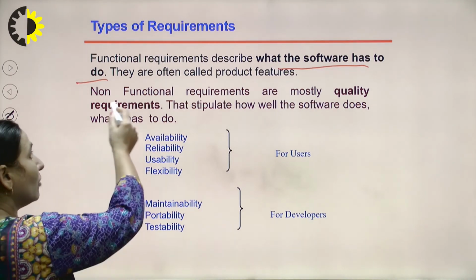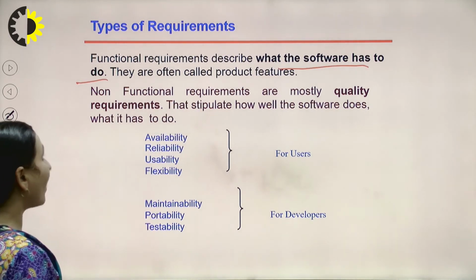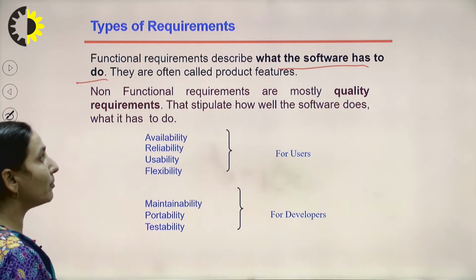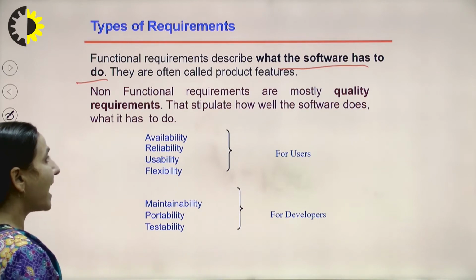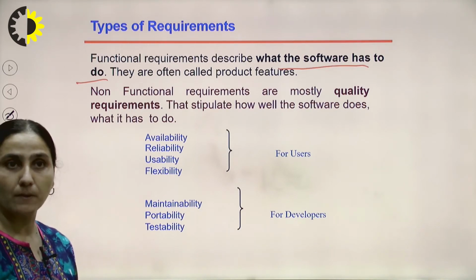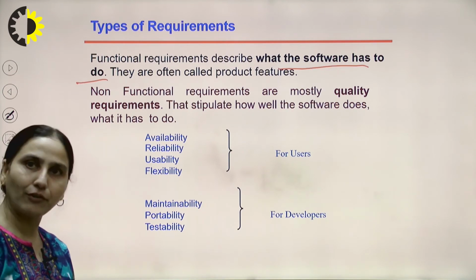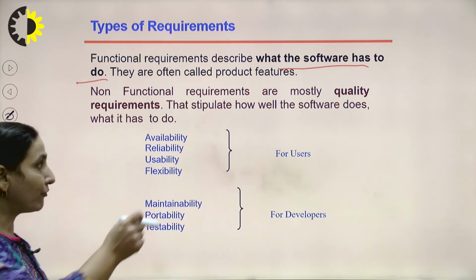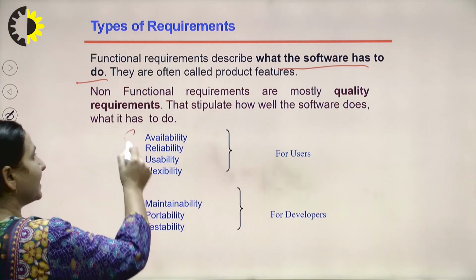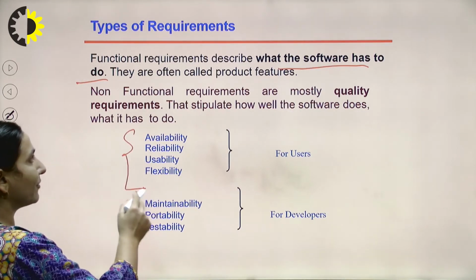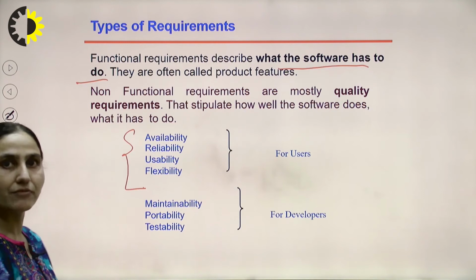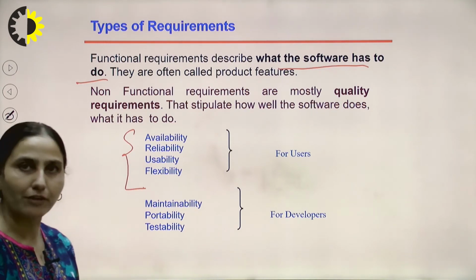Then again, non-functional requirements are mostly quality requirements. As I told you, they stipulate how well the software does what it is supposed to do. How well is the software doing? For what we are making the software, is it fulfilling all our requirements? And from the user's point of view, we basically deal with availability. These are the different qualitative requirements, which fall under the category of non-functional requirements.